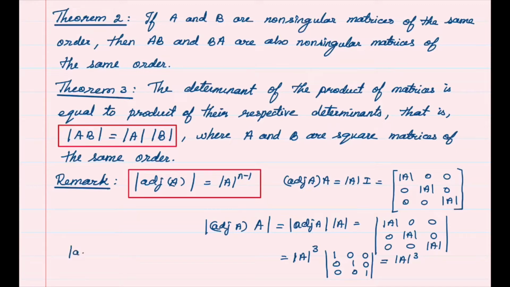Therefore, we got determinant of adjoint of A into determinant of A is equal to determinant of A the whole cube. We can cancel determinant of A on both sides. Therefore, we get the result determinant of adjoint of A is determinant of A the whole square if A is a 3 by 3 matrix. Therefore, in general, determinant of adjoint of A is determinant of A whole raised to n minus 1, where n is the order of the matrix A. This is also an important result.